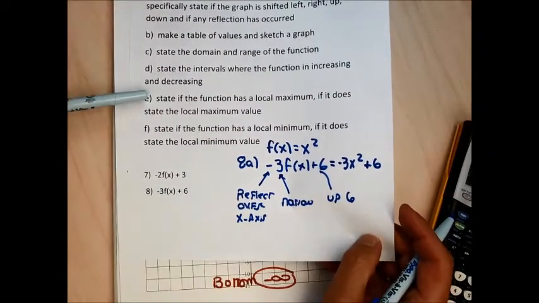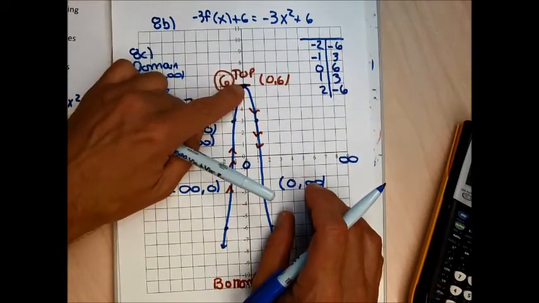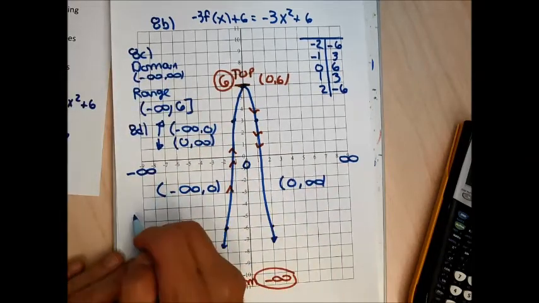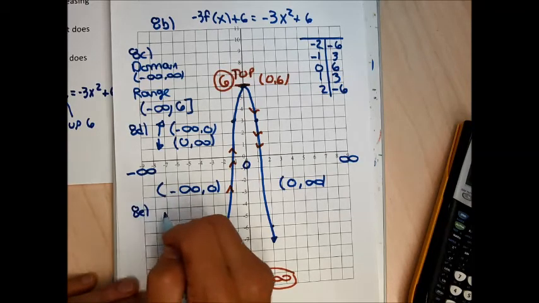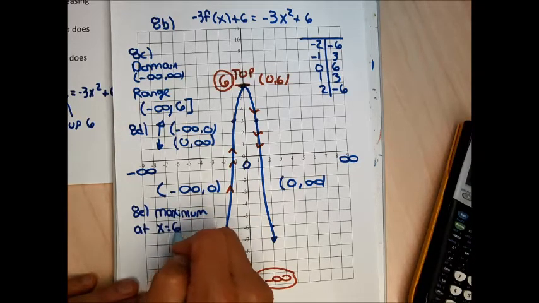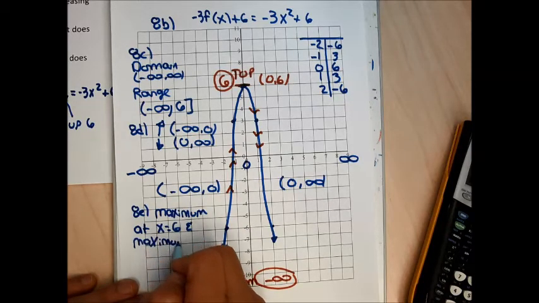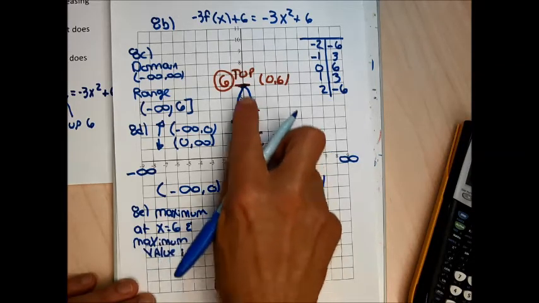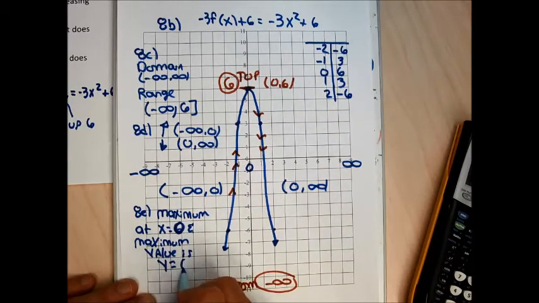Part E wants to say if there's a maximum point, and there is a maximum point. There's a maximum value, and it's the vertex (0, 6). So when I go to answer part E, I'm going to say there's a maximum at x equal to 0. The x coordinate of the vertex should go there, and the maximum value is y equal to 6.